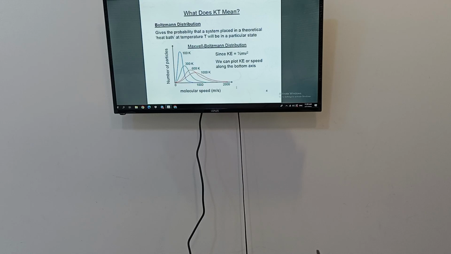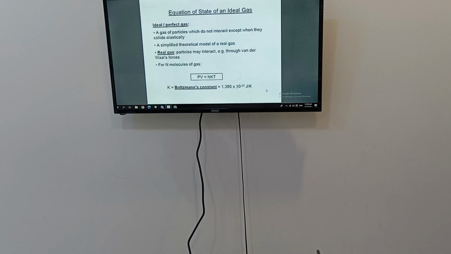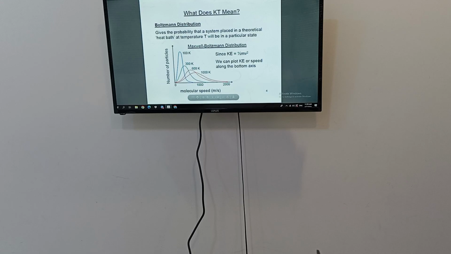What does kT mean? That is the Boltzmann constant. The Boltzmann distribution gives the probability that a system placed in a theoretical heat bath at temperature T will be in a particular state. You have here the Maxwell-Boltzmann distribution. Since KE equals half mass times velocity squared, we can plot KE, or speed, along the bottom axis.